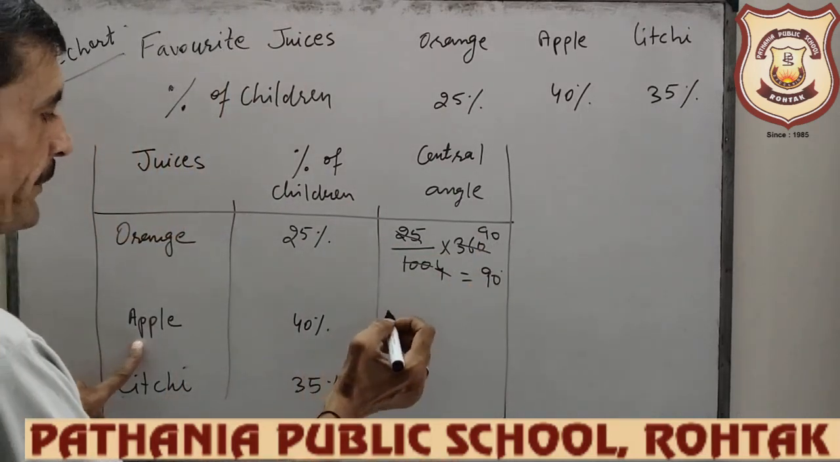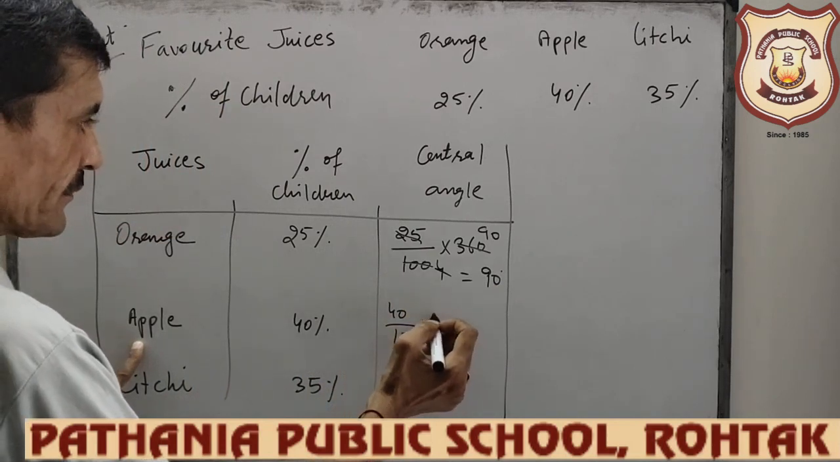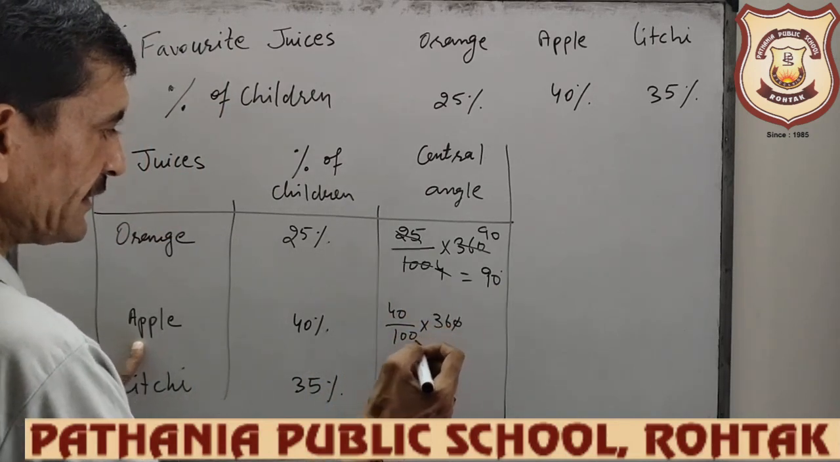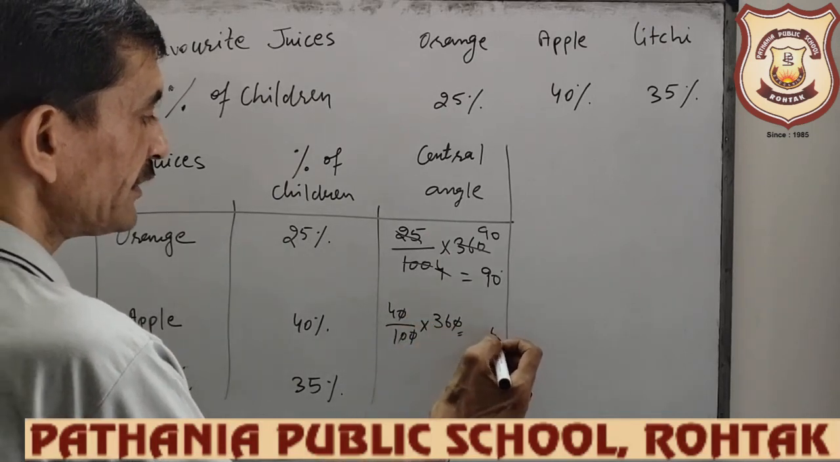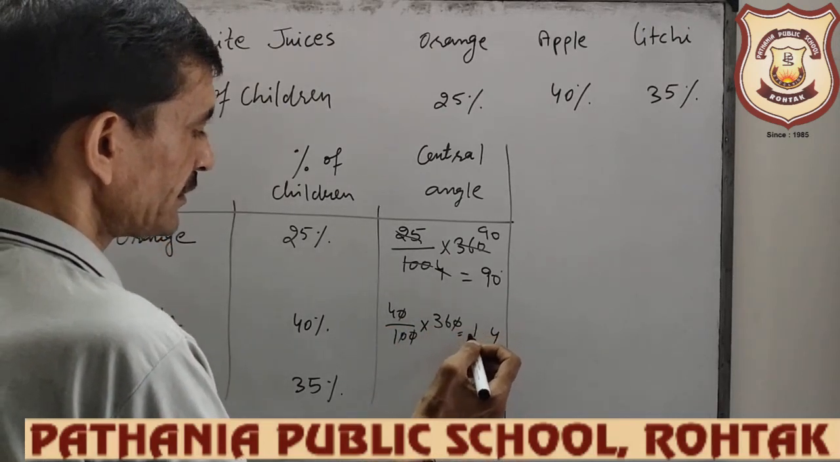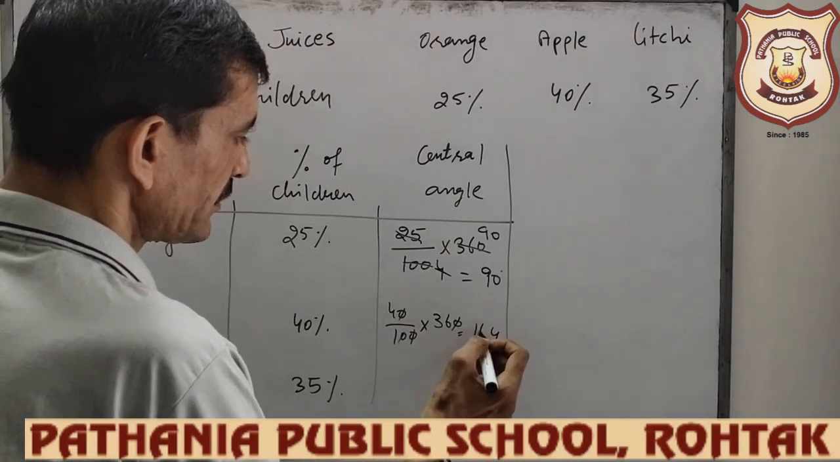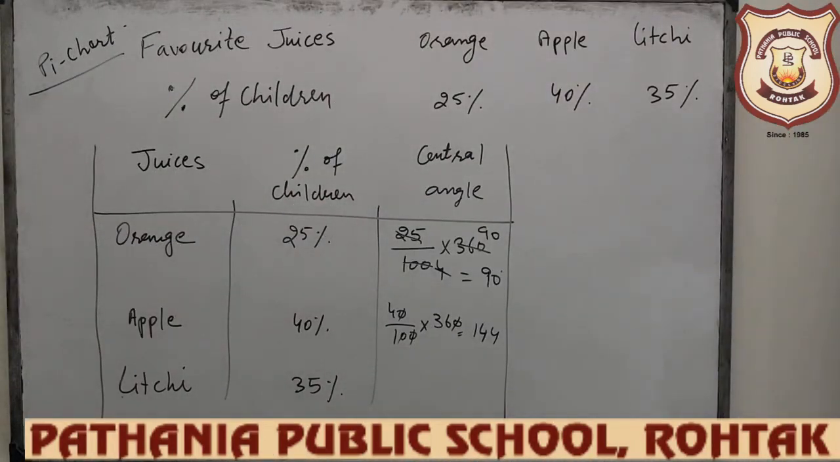Same here for apple, 40 by 100 into 360. 0 to 0 cancel, 0 to 0, this is what? 4 6 the 24 and 4 3 the 12. Is that 144 degrees?